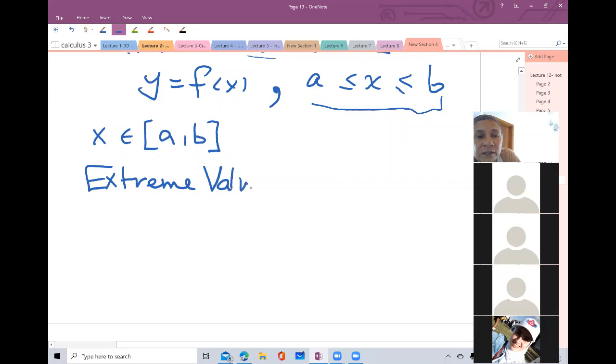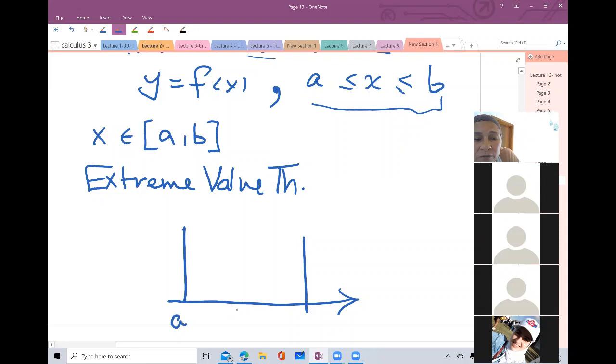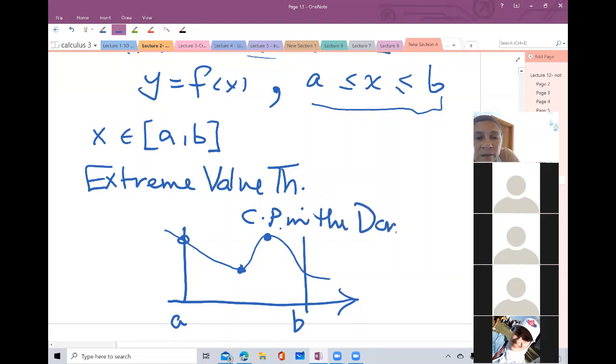Extreme value theorem, a quick reminder. We're going to use it again here too. The extreme value theorem states that if you're looking for an extreme value of a function in a closed bounded interval like this one, and this is, say, your function, then your extreme value is either a critical point in the domain, or in the interval, or a boundary point.